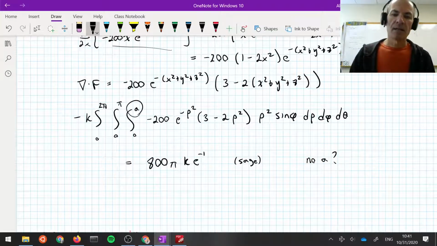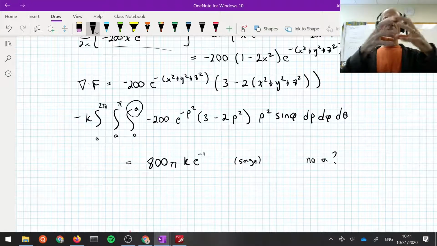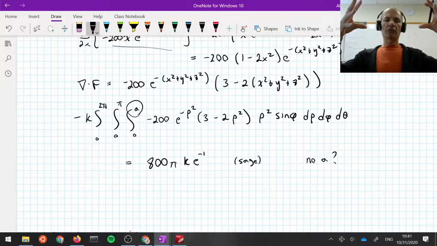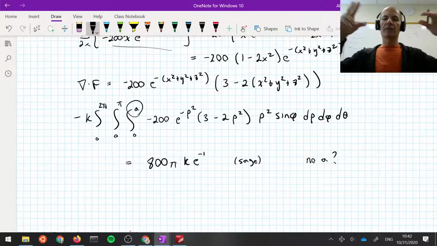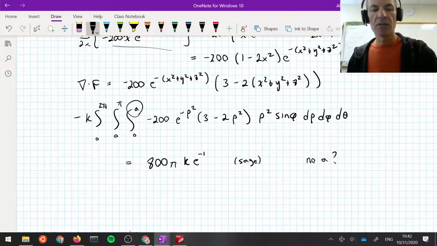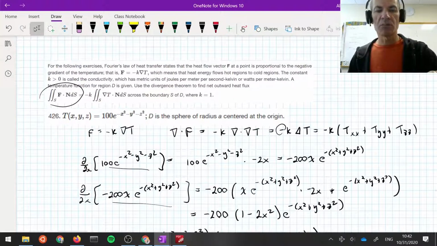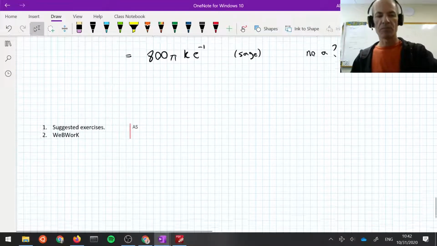Why not? Because of conservation of energy. The sphere, no matter how big or how small it is, the amount of heat energy flowing across the surface of the sphere is going to be fixed. So it doesn't matter how big the sphere is. There's only so much energy inside of it, and therefore there's only so much energy that can flow across the boundary. So you can get lots of interesting physical interpretations from these kinds of mathematical exercises.